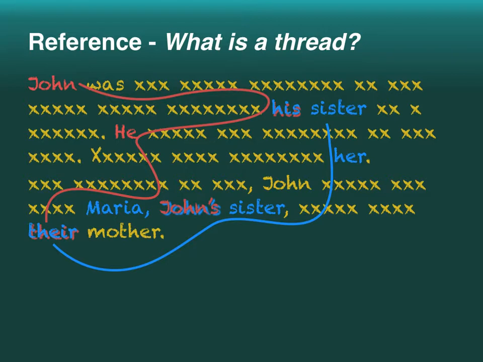Here, we have highlighted two topics, John and his sister. You can see that John is referred to four times after his name is introduced. His sister is the second element or topic, and she is referred to again three times.